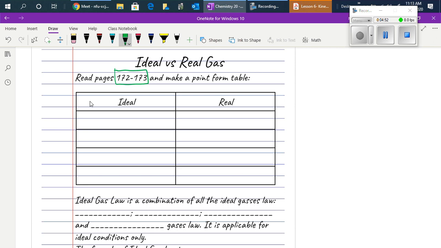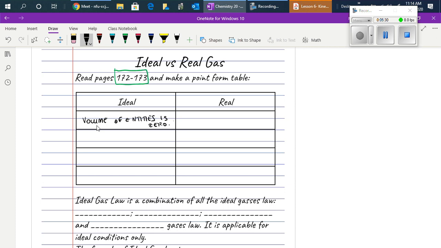Now, if you take a look at pages 172 and 173 of your textbook, you will notice an explanation of ideal gases versus real gases, or non-ideal gases. When we talk about ideal gases, we have this KMT theory in mind. So I will start with this: in the ideal gases, we consider the volume of entities to be 0.